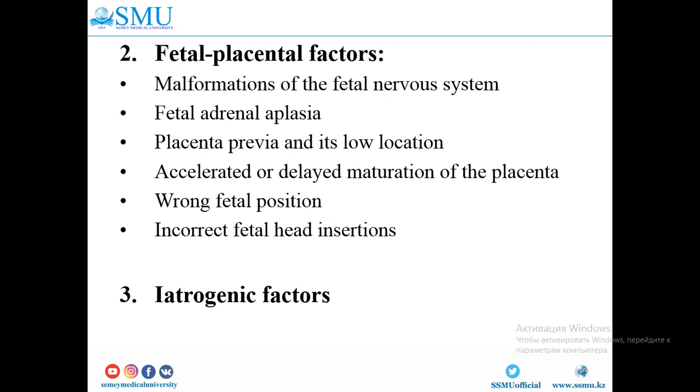Second group is fetal placental factors: malformations of the fetal nervous system, fetal adrenal aplasia, placenta previa and its low location, accelerated or delayed maturation of the placenta, wrong fetal position, incorrect fetal head insertions. And third group is iatrogenic factors.